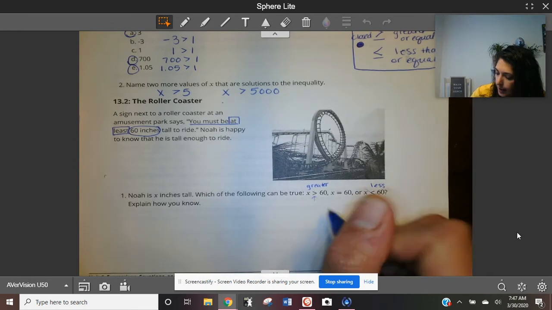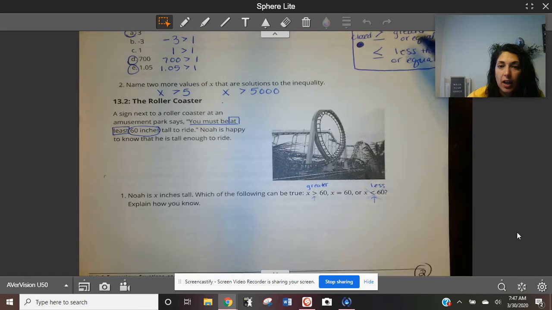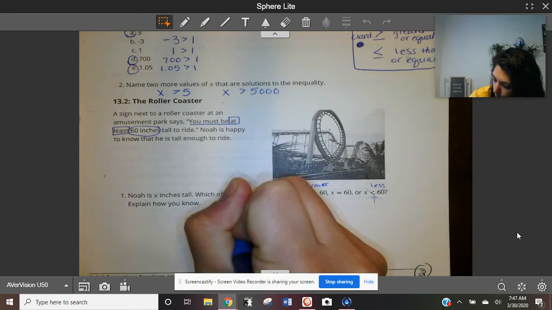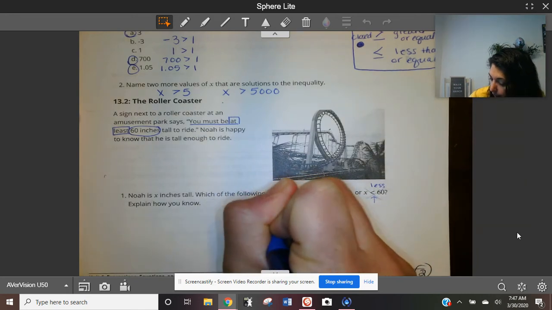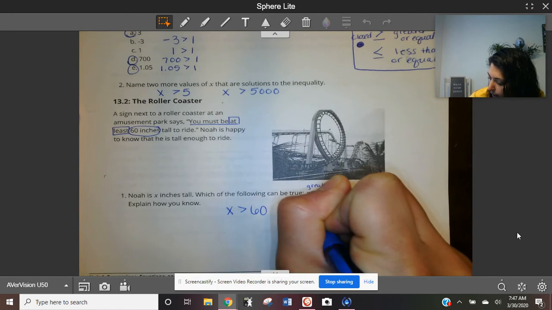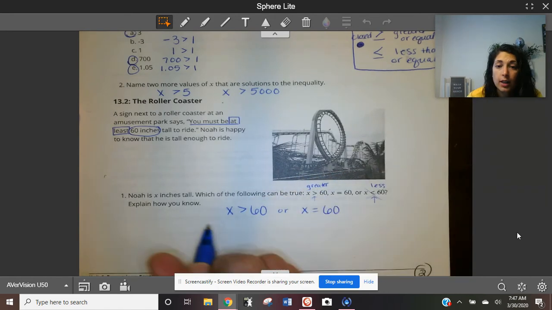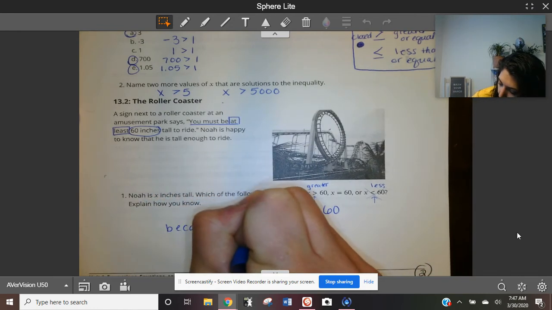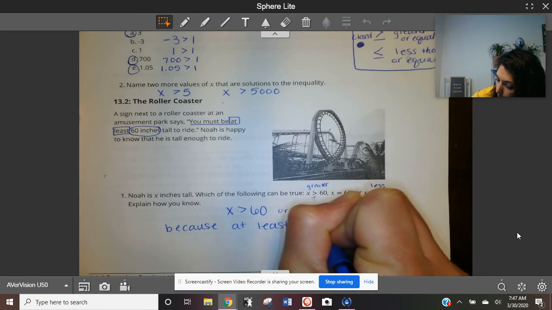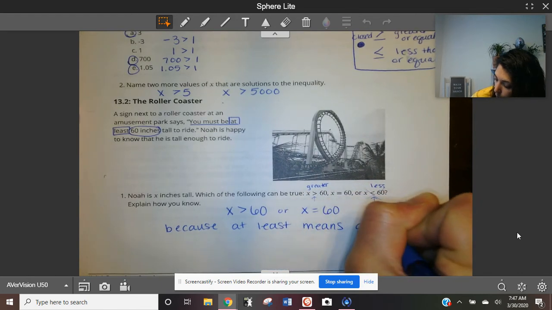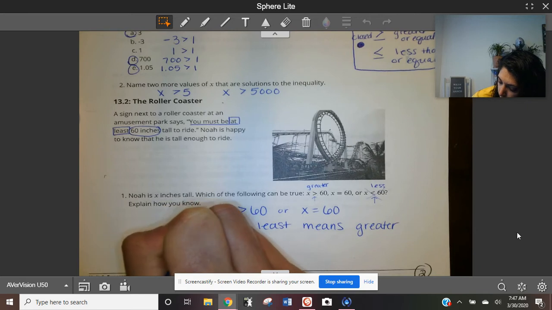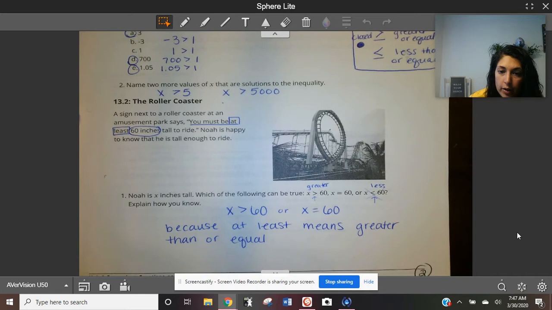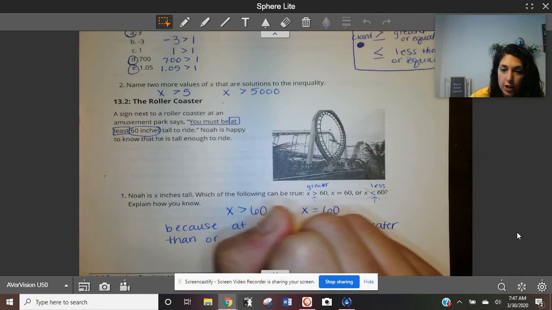So now you could say both of these, but I've just shown you that there's an actual symbol that represents putting both of these together. So we're going to say, so X is greater than 60, or X is equal to 60. These could each represent, okay? And the reason for this is because at least means greater than or equal to, okay? Greater than or equal to. So it's really important that you guys pay attention to that, okay?